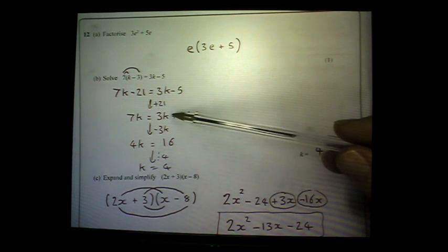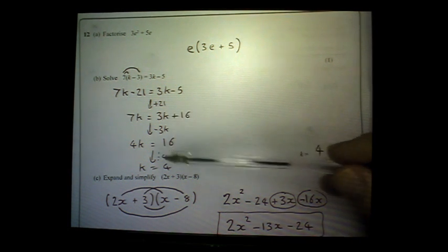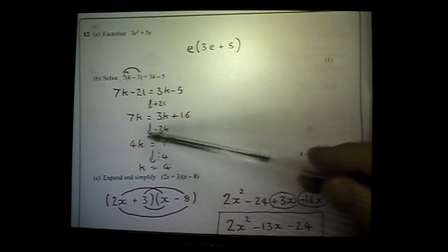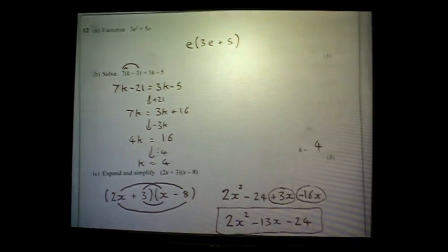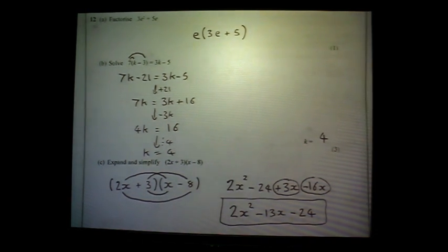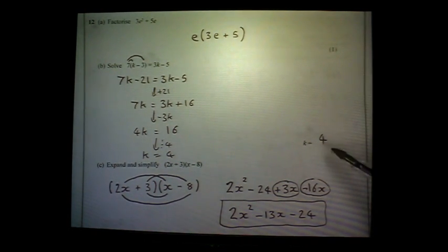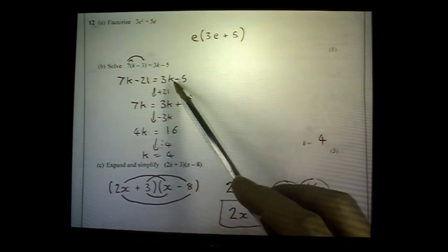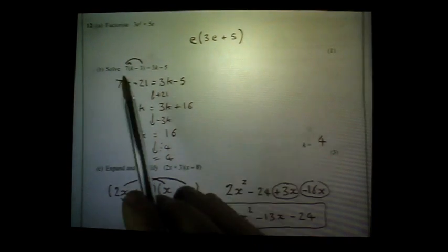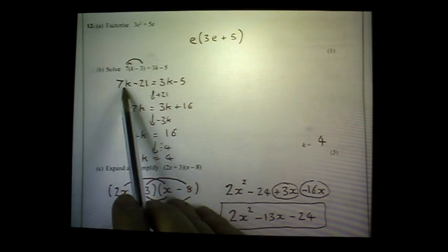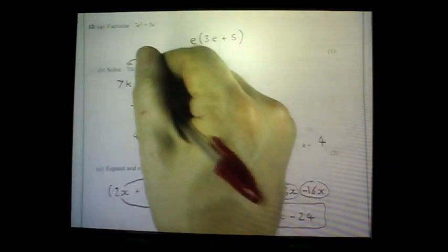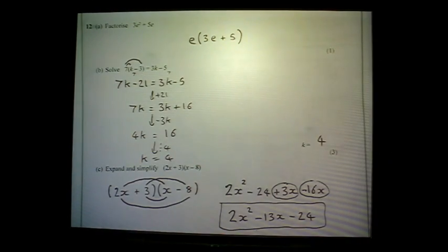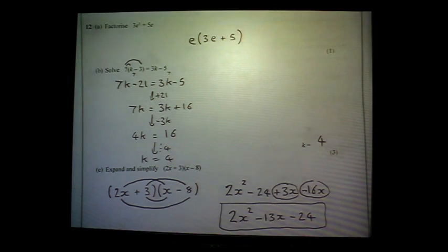Then you want to get k's on one side. So take away the smallest number of k's. So take away those 3k's from both sides, so that's why 7k take 3k is 4k. It goes from this side, it's 16. Then you simply divide it by 4, solve it from that one. What you can do is double check this answer and substitute it back in to make sure it does work. So I'll just give you an example. 7 4s are 28, take away 21, that will give you 7. 3 4s are 12, take away 5 would also give you 7. So that's how you can check your answer and you know you've got that one correct.